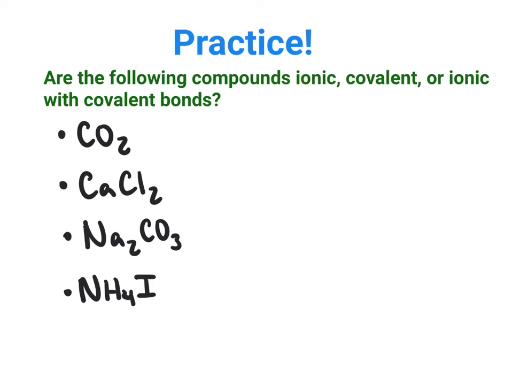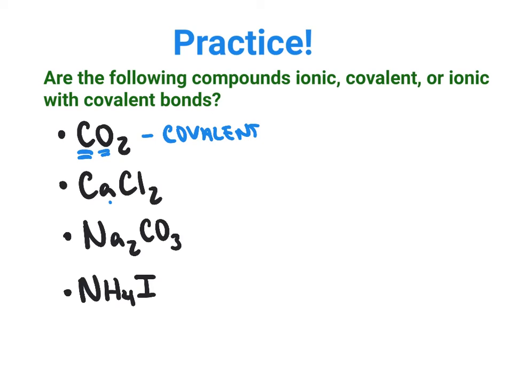This is the kind of problem I expect you to be able to solve from today. Recognize the following compounds and whether they're ionic, covalent, or ionic with covalent bonds. We'll start with CO2. We look at our periodic table. C is to the right of the staircase. It's a nonmetal. O is also a nonmetal. Two nonmetals, always covalent.